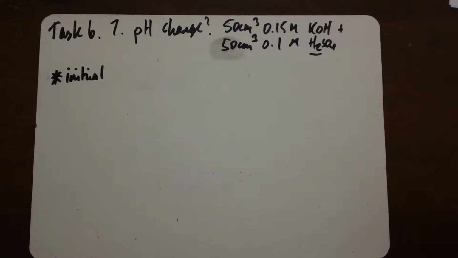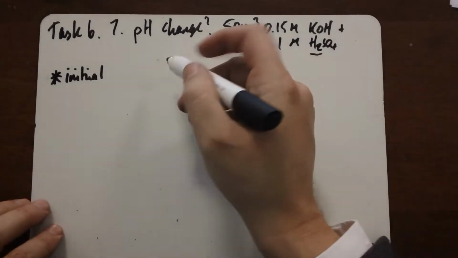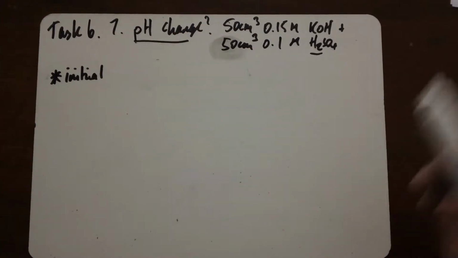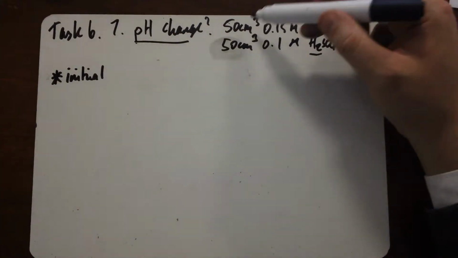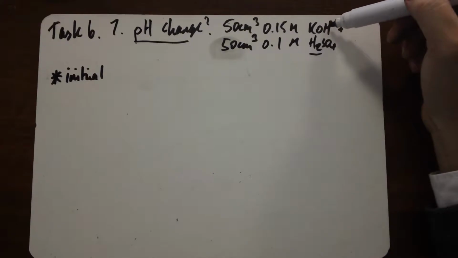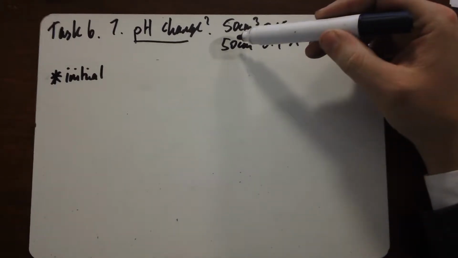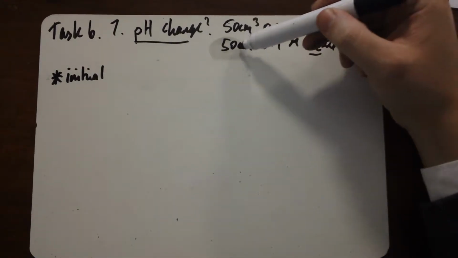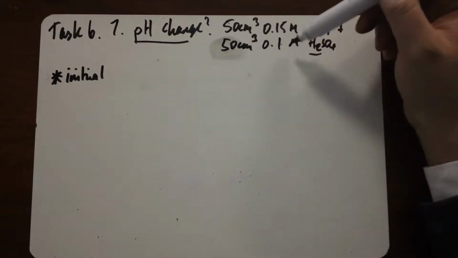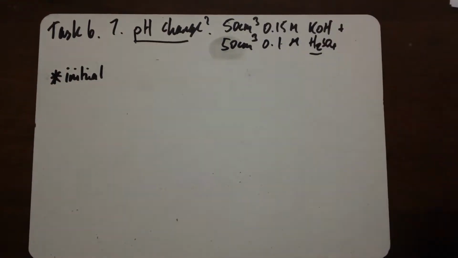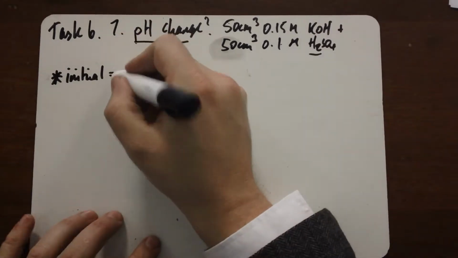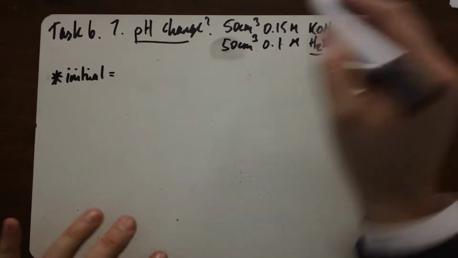Task 6, question 7, last one. Another pH change. This time you're starting with an alkali, 50 ml of 0.15 monobasic potassium hydroxide, and you're adding it to 50 ml of 0.1 H2SO4, diprotic. So job number 1, calculate the initial pH of this solution.